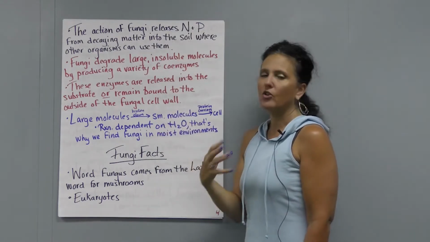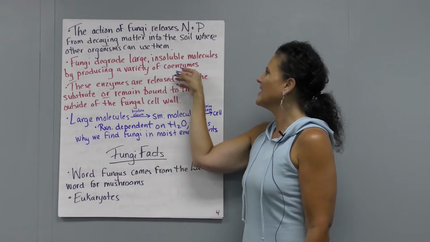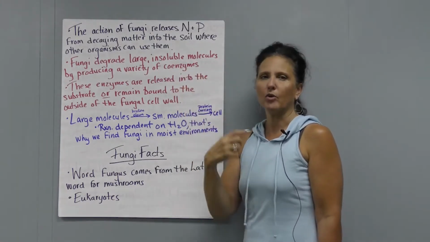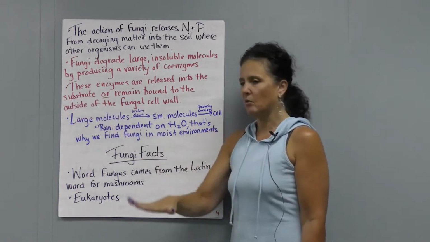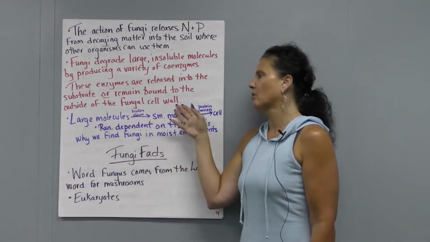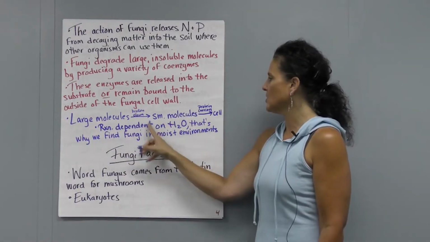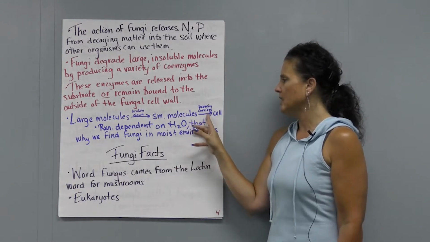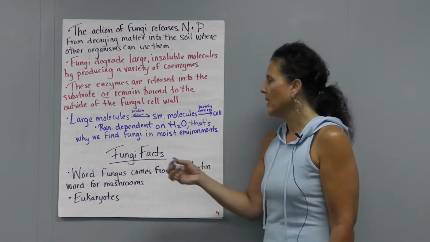Fungi degrade large insoluble molecules by producing a variety of enzymes. These enzymes sort of eat the molecules or break the molecules down. They're released into the substrate, that's whatever something's laying on, or they remain bound to the outside of the fungal cell wall, right? So we have these large molecules, we break them down into small molecules, and these protein carriers carry them into the cells, which help all of our plants, right?